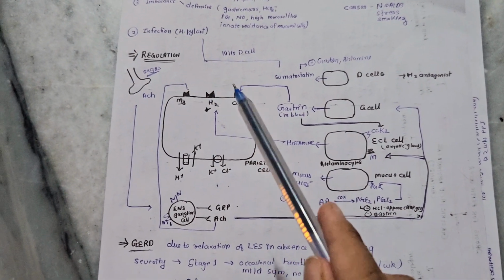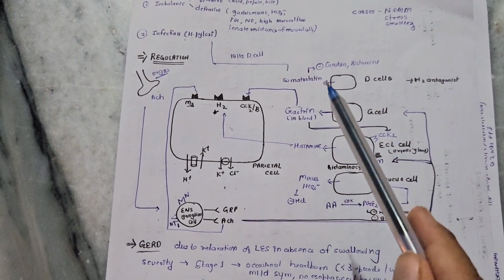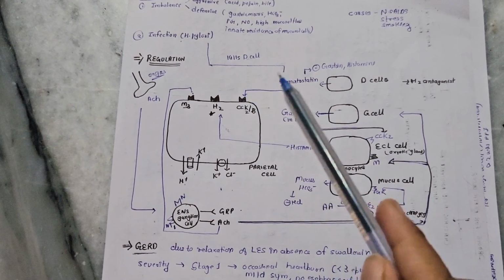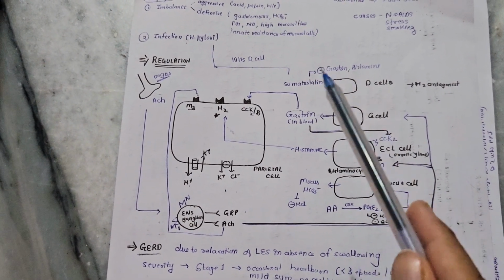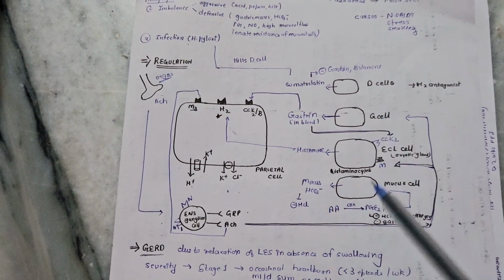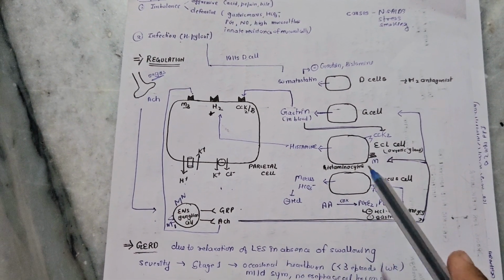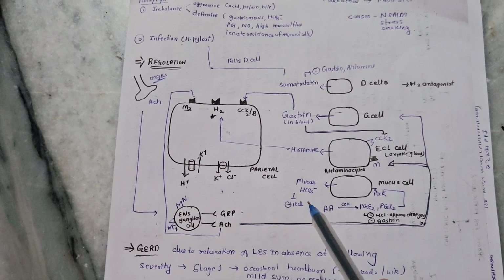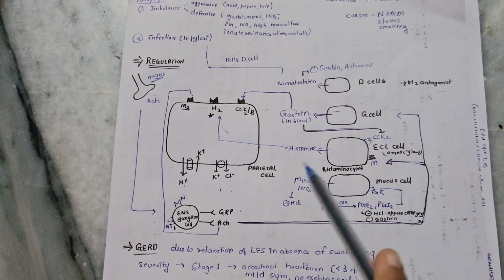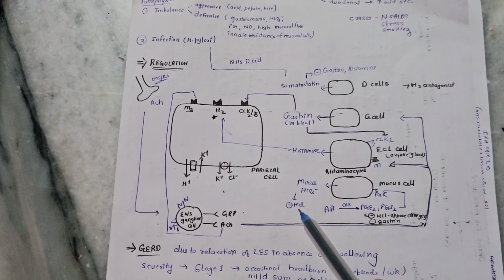Helicobacter pylori infection causes destruction or damage to the D cell, which causes decrease in somatostatin, which indirectly causes increase in HCl. Now there are mucus cells present. Mucus cells secrete mucus and HCO3 minus bicarbonate ion, which protects the mucosal lining of the GIT from the hydrochloric acid.